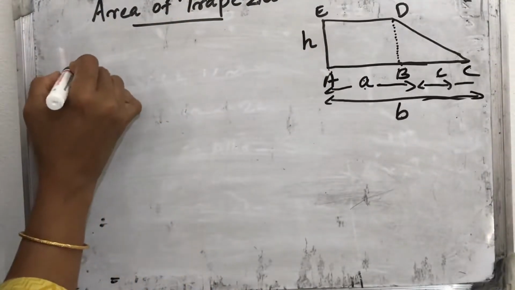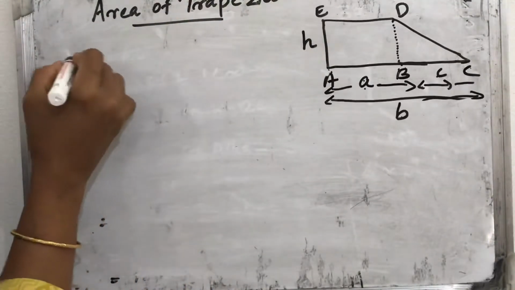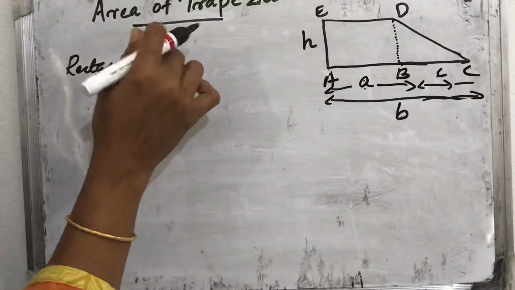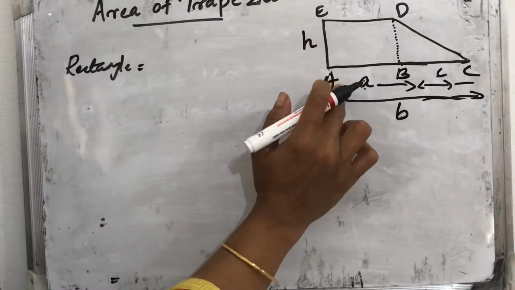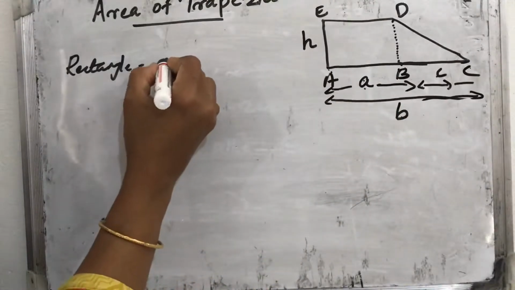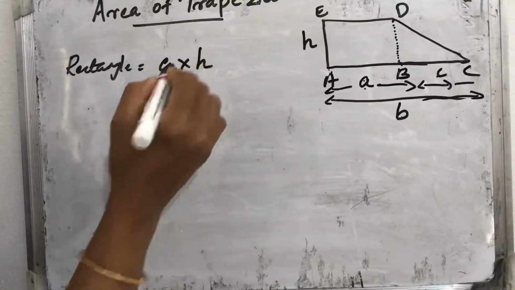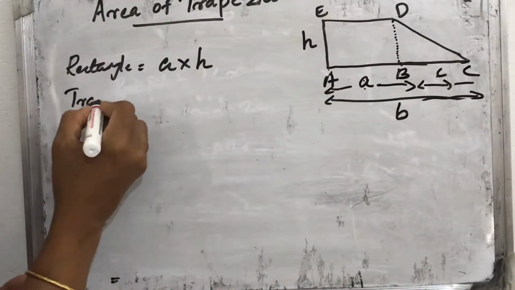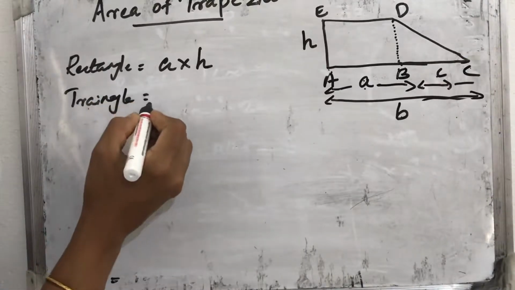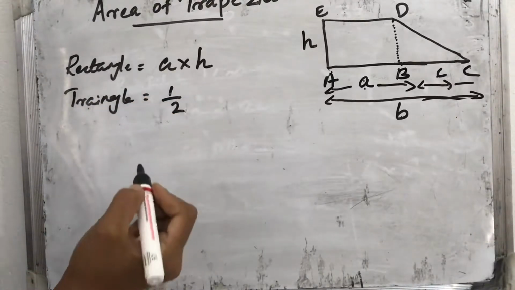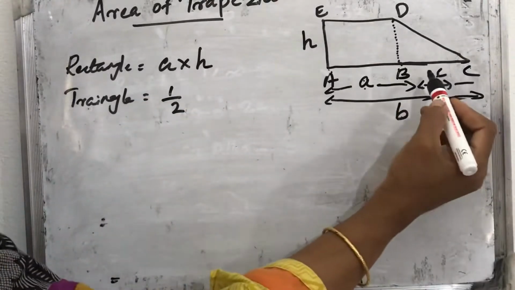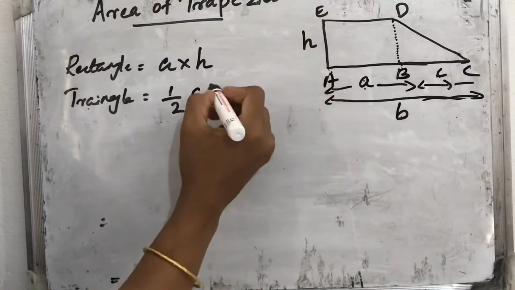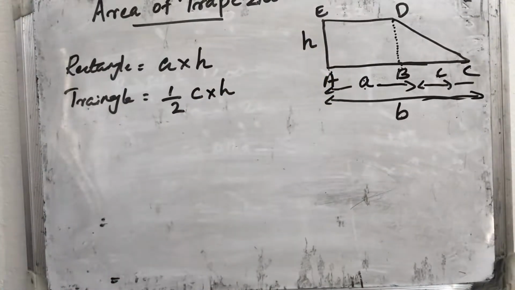Now let us find the area of the rectangle first. Area of rectangle equals length into breadth. Here the length is given as a, so a into h. Next we take the area of the triangle. The area of a triangle is half into base into height. Here the base is given as c and the height is h, so half into c into h.